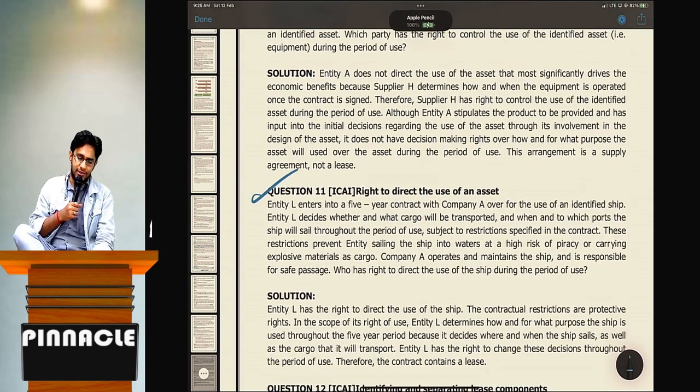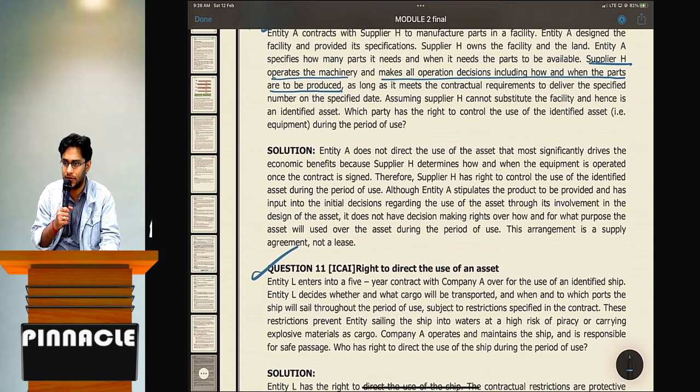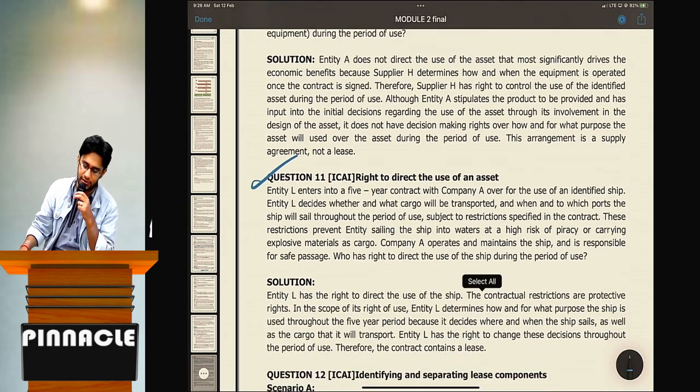Next. Entity L enters into a 5 years contract with company A over the usage of an identified ship. Did you understand the previous question or discussion? The note point, where the customer designing the asset is enough, will be applicable only when the how and when of the asset is predetermined and the customer is not operating the asset. If the supplier is operating the asset and the customer only designed it, you still should not apply the note point, because how and when the asset will be used is not predetermined; that is left for decision making, and the supplier is making it. If the supplier makes the decisions, the customer does not have the right to direct the usage of the asset, and hence the point fails.